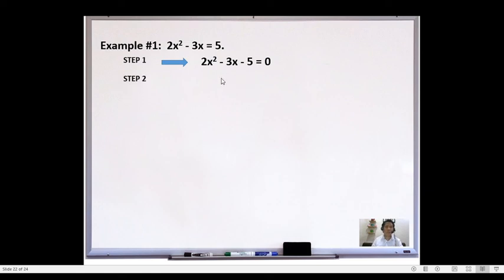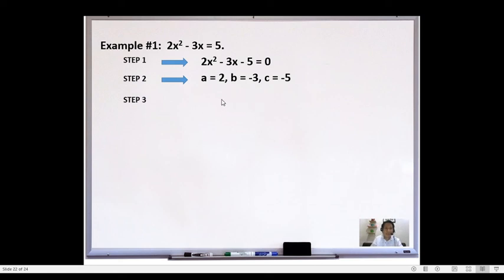Step number 2, we are going to identify the values of a, b, and c. So our value for a is 2, the value for b is negative 3, and the value for c, or the constant, is negative 5.